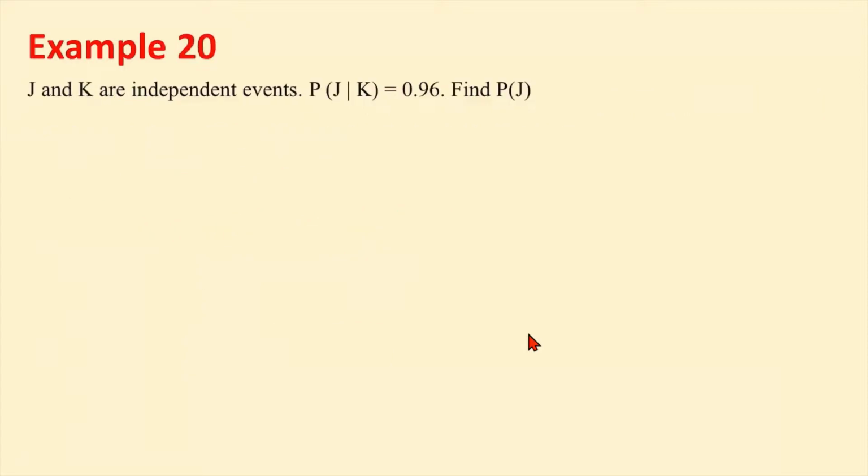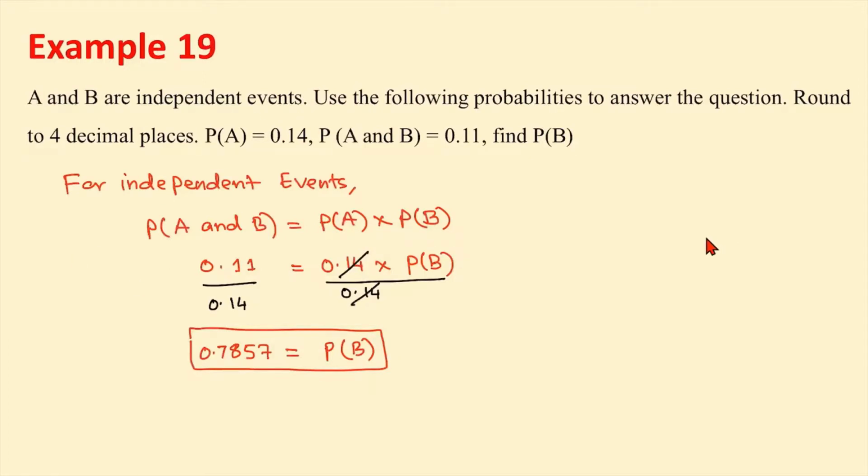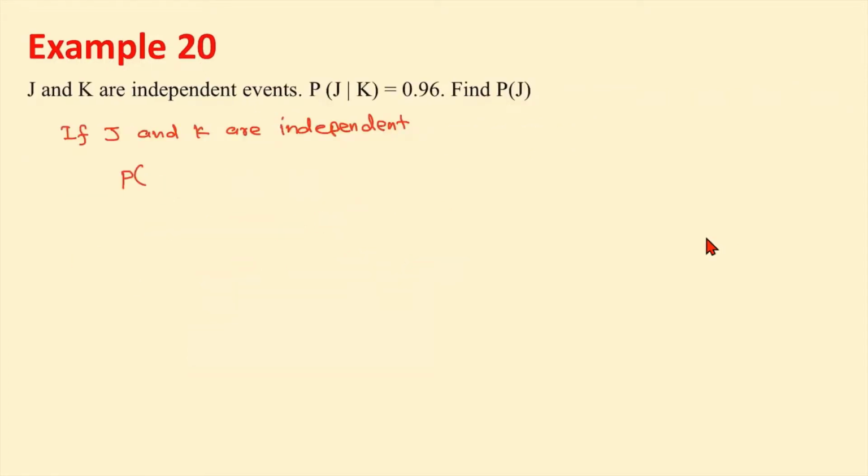Now, one more to go. Here is number 20, the last question from your mastery exercise. Here what they are saying is J and K are independent events. So what we already know is if J and K are independent, just like in the previous example, we can write this multiplication rule for J and K. So probability of J and K is equal to probability of J times probability of K.